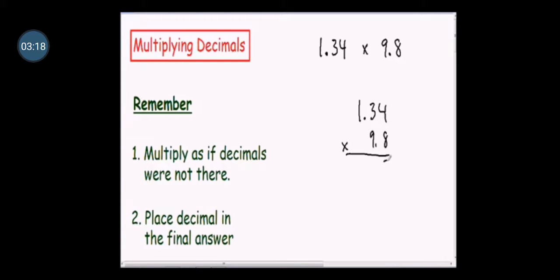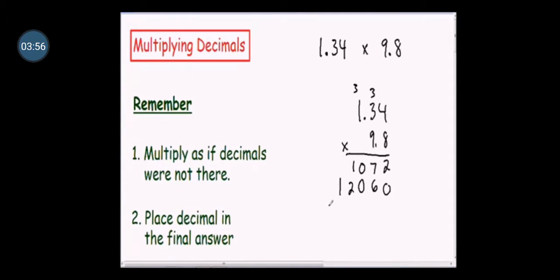So 8 times 4 is 32. 3 will be carry forward. 8 times 3 is 24. Plus 3 is 27. 2 will be carry forward. 8 times 1 is 8. Plus 2 is 10. Now we have to put the 0 under the 2. Now 9 times 4 is 36. 6 will be here and 3 will be carry forward. 9 times 3 is 27 plus 3 is 30. 0 will be here and 3 will be carry forward. 9 times 1 is 9 plus 3 is 12.